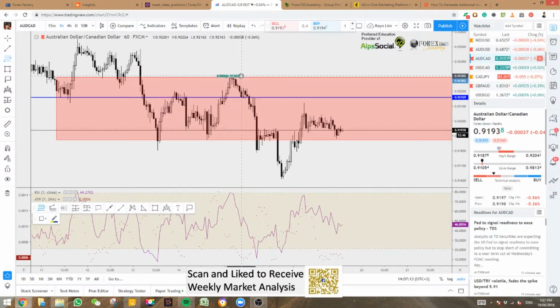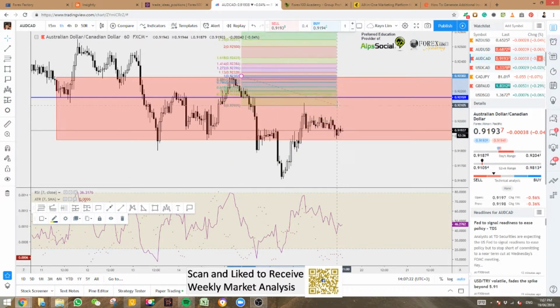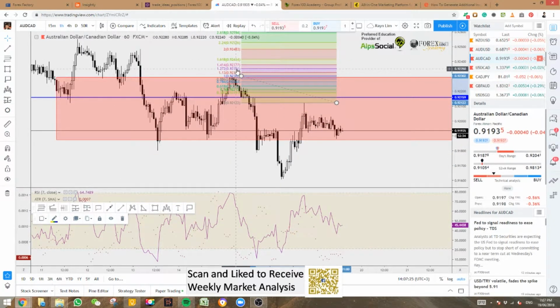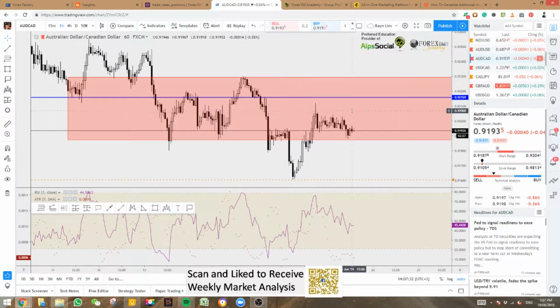All right. Okay, so let's see how much this market has retraced. Very important to see if this setup is still valid. All right, so take note of Aussie Canada 1-hour chart. Any questions, guys? 3 more pairs to go.